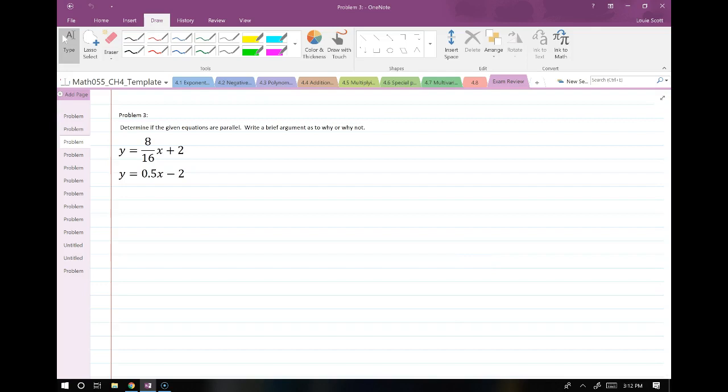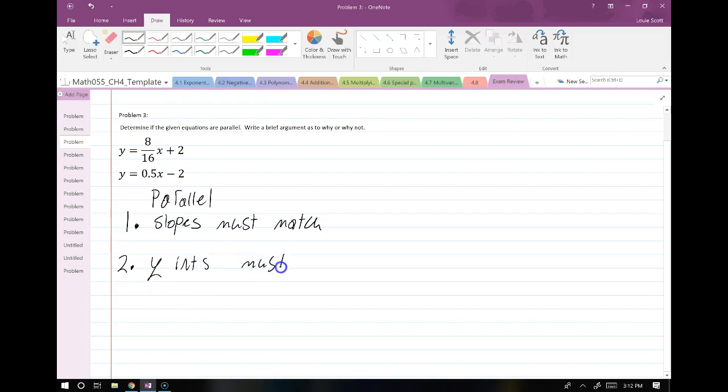Determine if the given equations are parallel. Write a brief argument as to why or why not. So there are two conditions for two lines to be parallel. Condition one, slopes must match. Condition two, y-intercepts must be different.